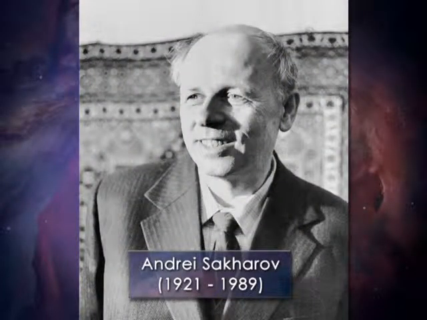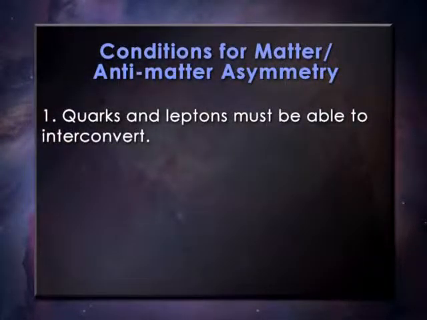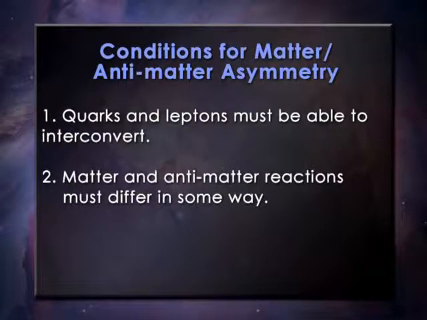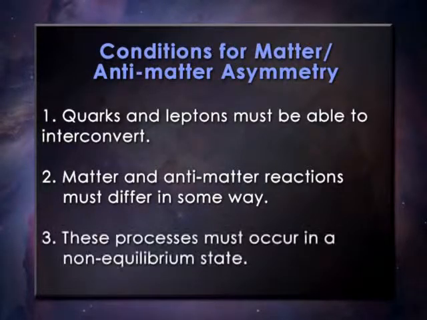So let's look at how this narrow escape happened. The idea goes back to 1967, when the famous Russian physicist Andrei Sakharov realized that generating a matter-antimatter asymmetry needs 3 rather general conditions. Here they are. 1, quarks and leptons must be able to interconvert. 2, matter and antimatter reactions must differ in some way. And 3, these processes must occur in a non-equilibrium state, which happens during periods of rapid change.